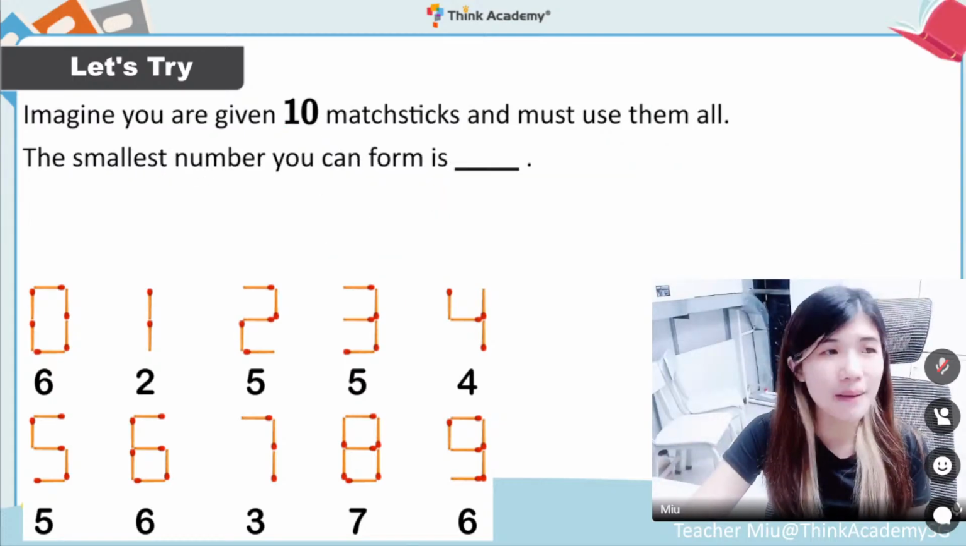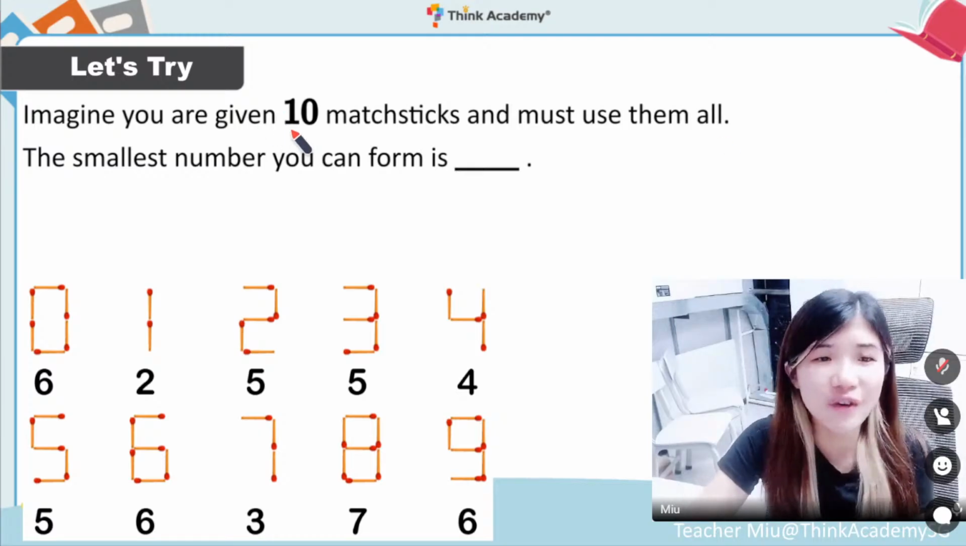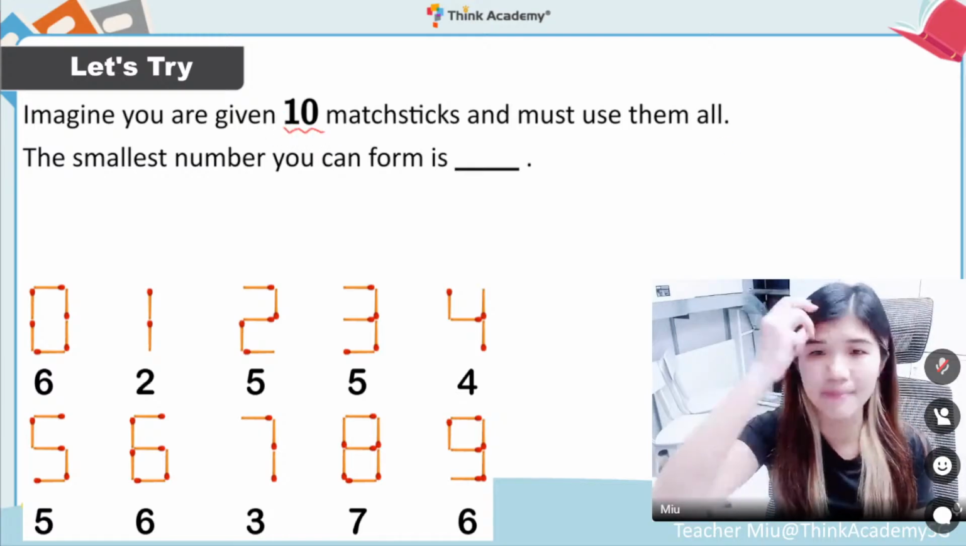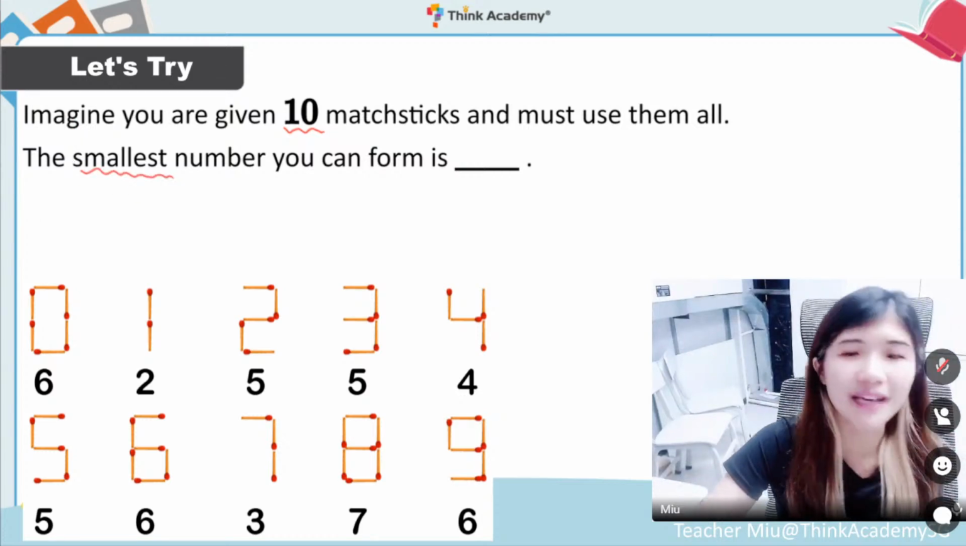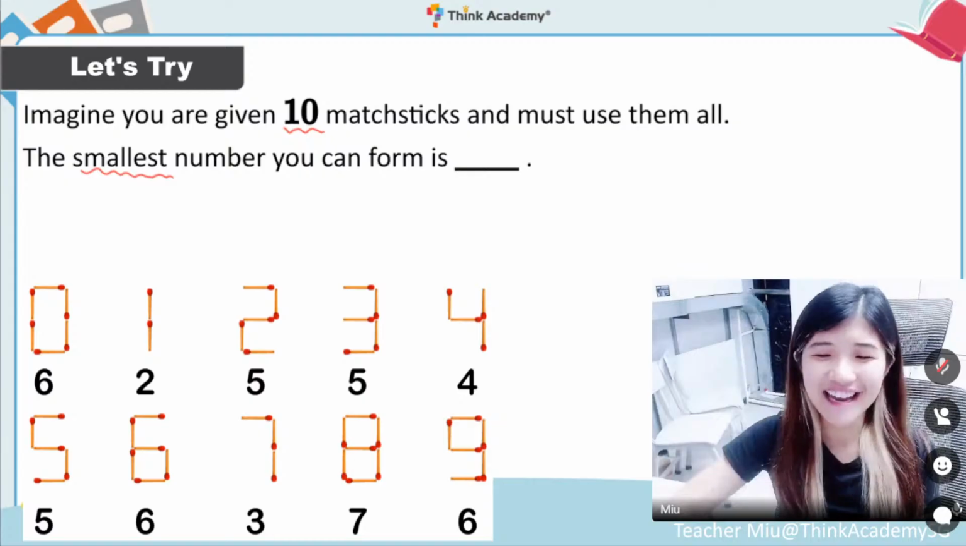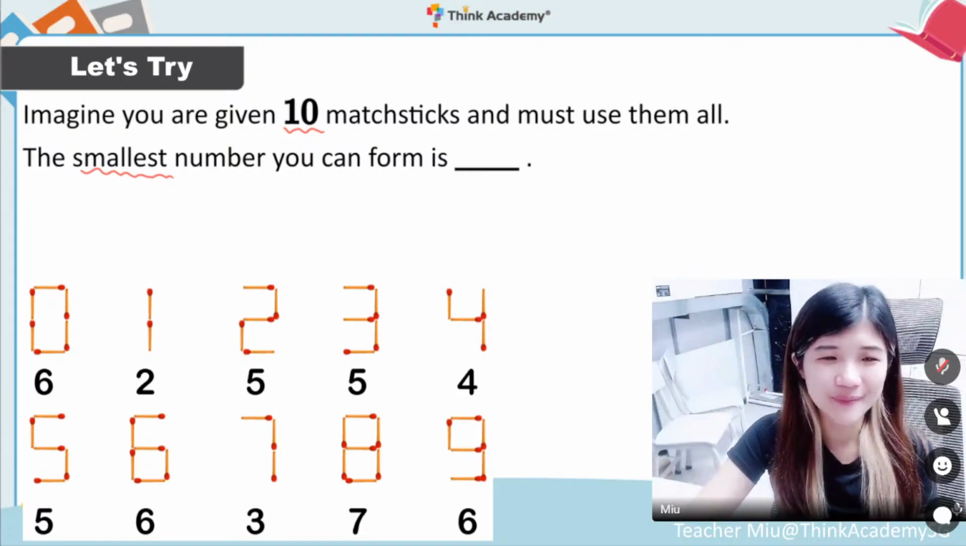Then let's continue. What about now? Imagine you are given 10 matchsticks and must use them all. What is the smallest number you can make? Again, I will give you 30 seconds to think about this.